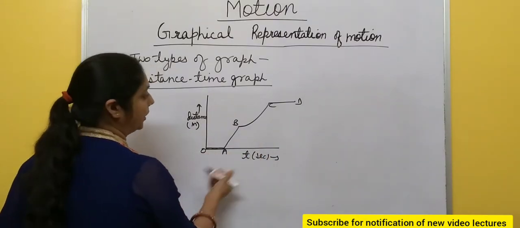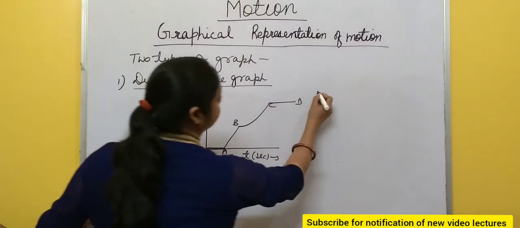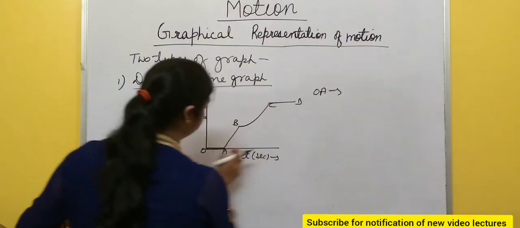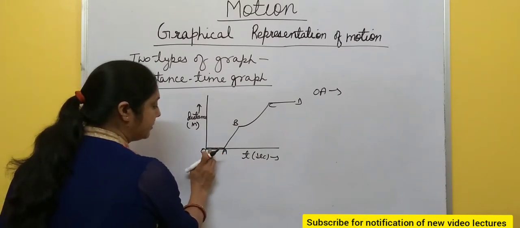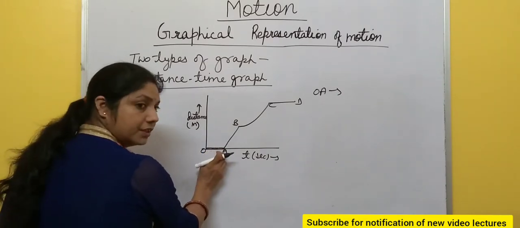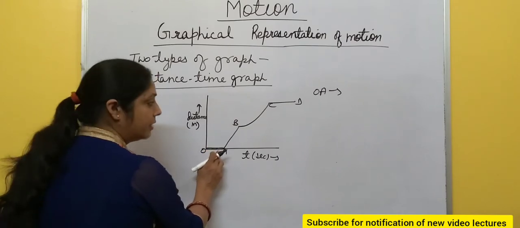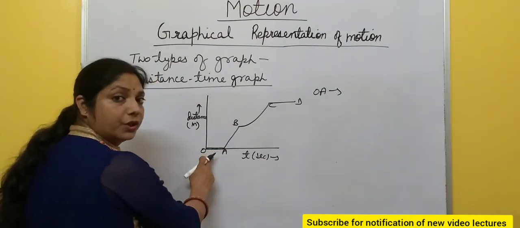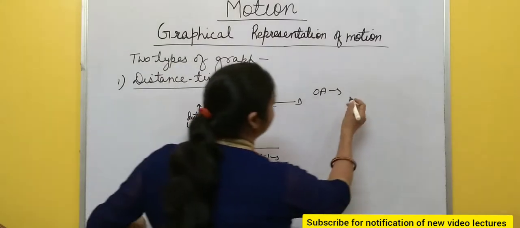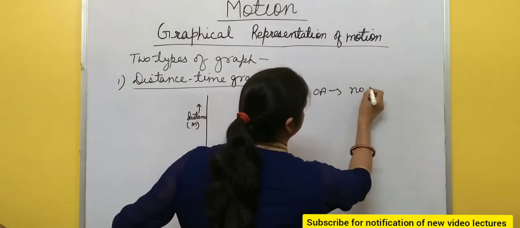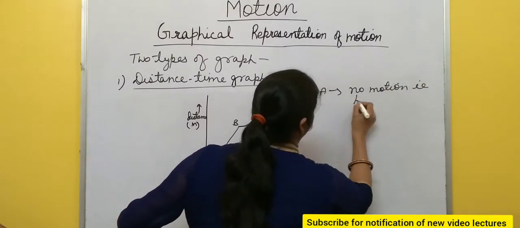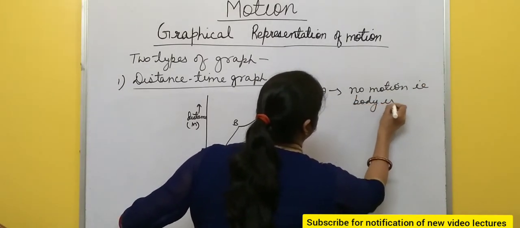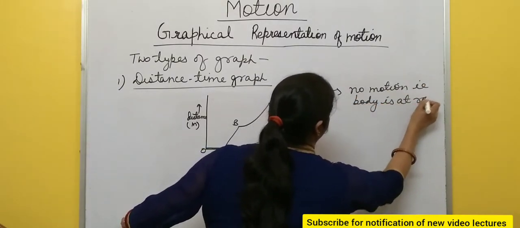Now identify the motion at different positions. Here first OA. OA represents what? The body is at rest at different time intervals. The position does not change with time. It remains the same. It means no motion of the body. So OA represents no motion. That is, the body is at rest.